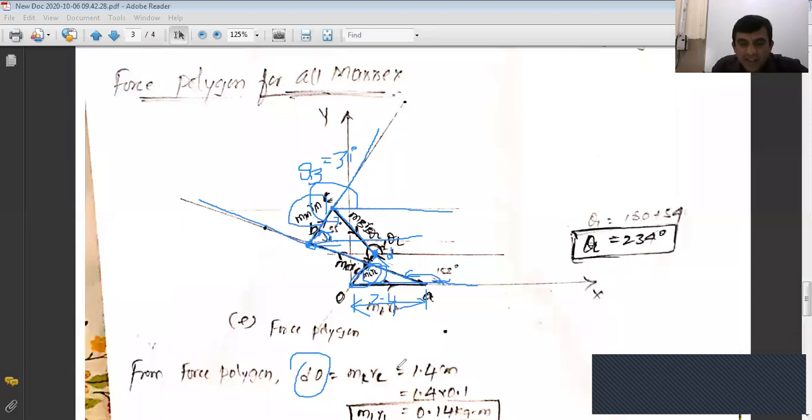Now you just observe the procedure. DO is equal to MLRL, 1.4 centimeter. Now multiply by the scale, where 1 centimeter is equal to 0.1 kg meter. Now we'll get MLRL as 0.14 kg meter.